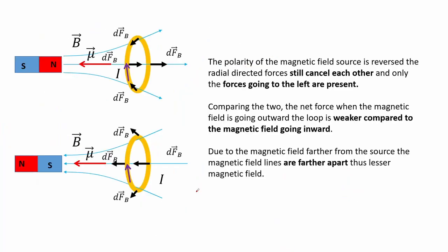When the polarity of the magnetic field source is reversed, the radially directed forces still cancel each other and only the forces going to the left are present. Comparing the two, the net force when the magnetic field is going outward through the loop is weaker compared to the magnetic field going inward. This is because the farther from the source, the farther apart the magnetic field lines are, thus lesser magnetic field.